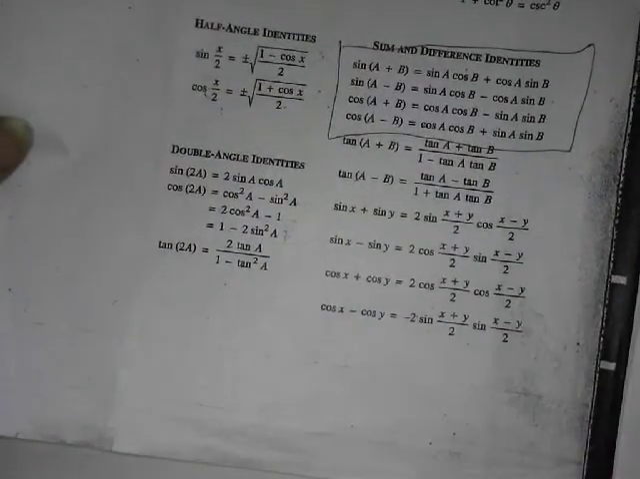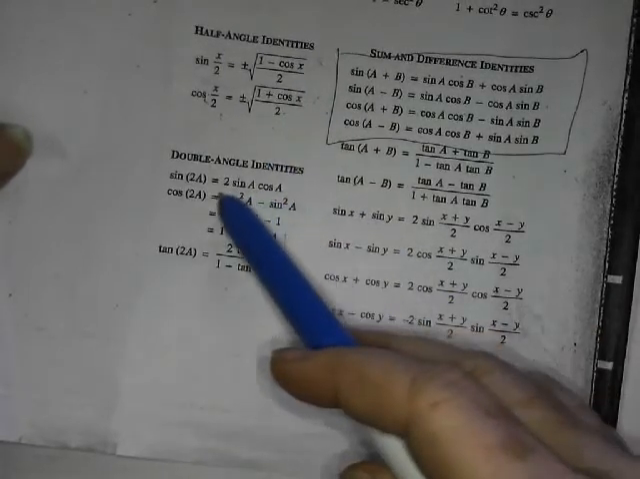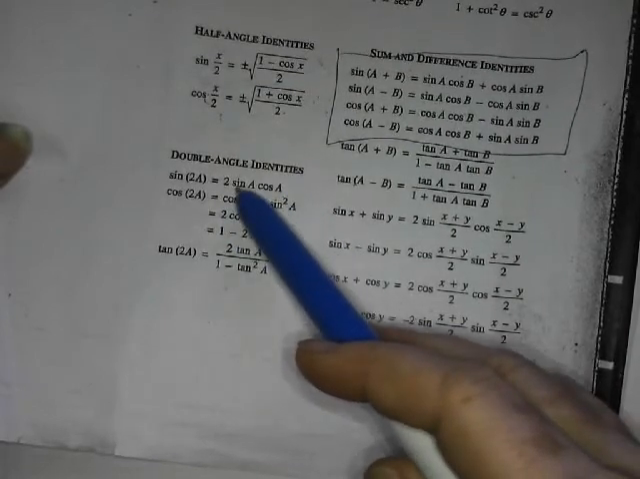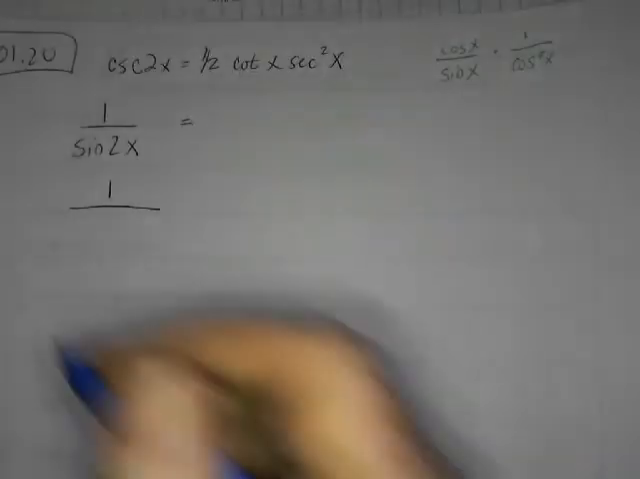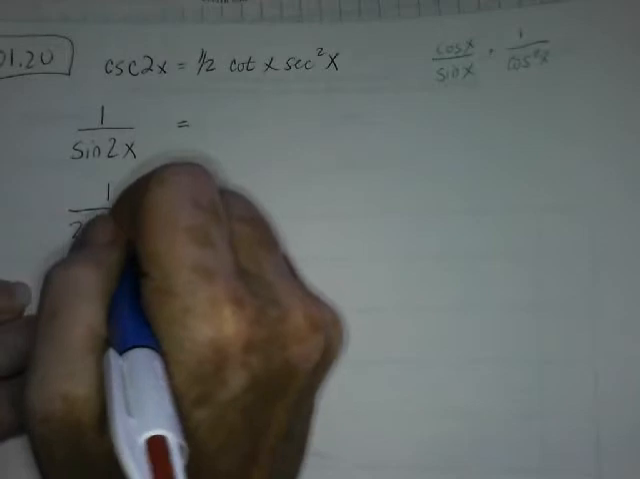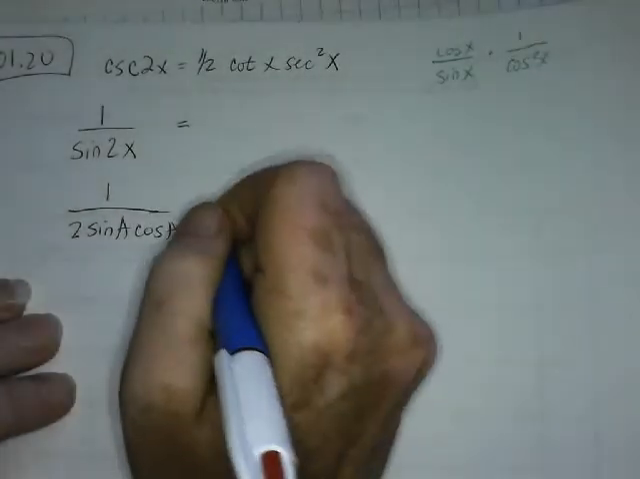and I said, there's my double angle. No cosecant. Then I remembered cosecant is the reciprocal of sine, so I knew that I'd have to use this. So I'll just write this as 1 over 2 sine A cosine A. Hey! Man, I got lucky again.